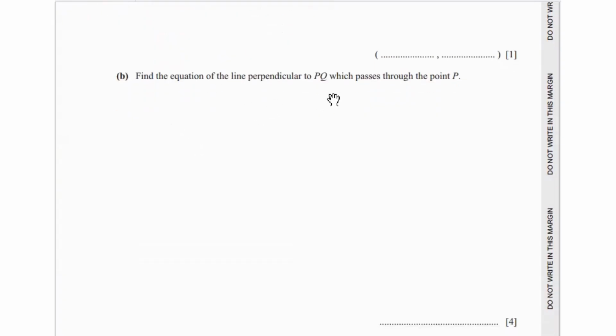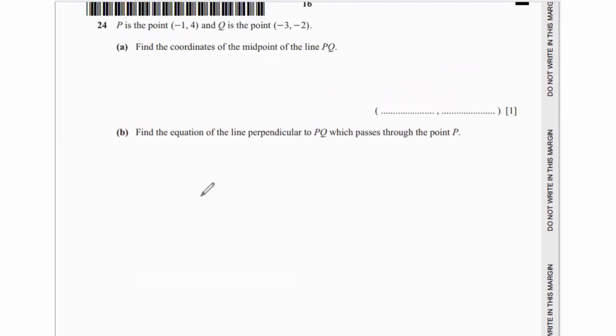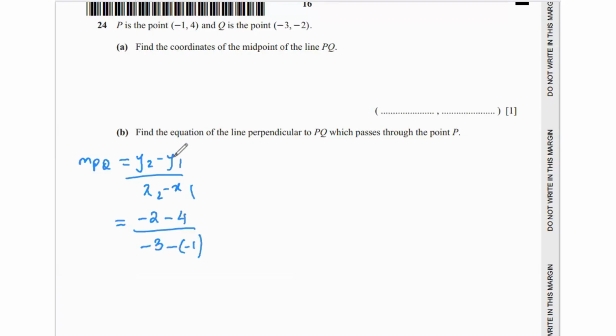Then it says find the equation of a line perpendicular to PQ which passes through the point P. First we need to find the gradient of the line PQ. That's going to be y2 minus y1 over x2 minus x1. This is the gradient formula. So -2 minus 4 over -3 minus -1. y1, x1 is one coordinate, x2, y2 is another coordinate. You can just assign them to either of the points and then subtract accordingly. That's -6 over -2, which is equal to +3.